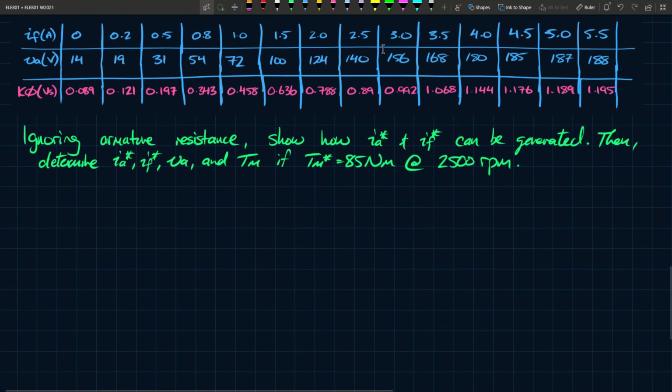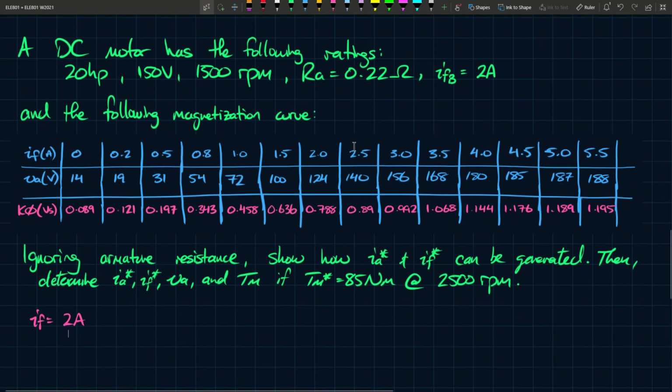The first thing we need to do is get our ratings of whatever rated conditions we're going to work with. So we have the rated IF, which is 2 amps. And maybe we should go through and read the question. A DC motor has the following ratings: 20 horsepower, 150 volts, 1500 RPM, RA equals 0.22, and the rated IF, that's why it's subscript B, is 2 amps. So if that's 2 amps, chances are we'll be dealing with this set of parameters right there.